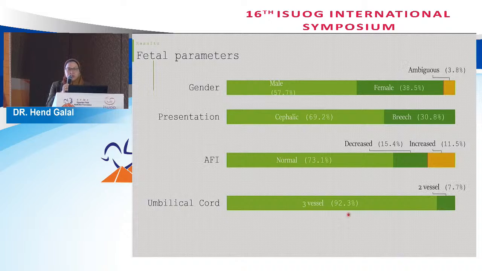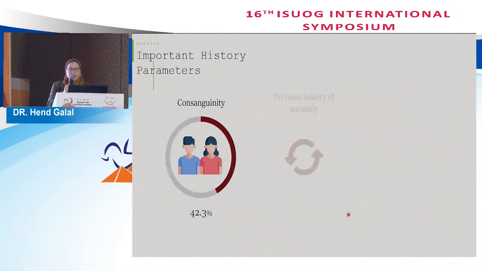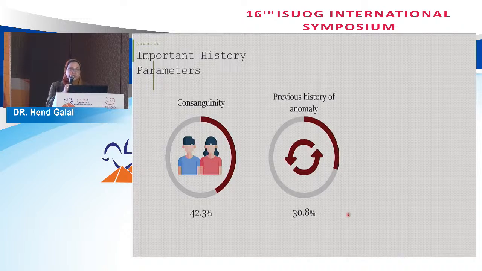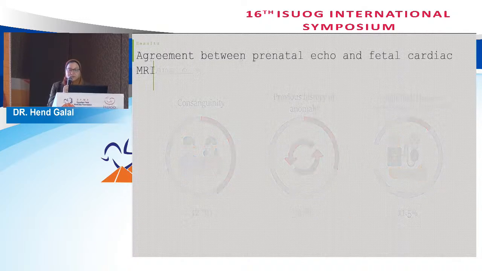As regards fetal parameters, male gender was predominant over female, presentation was mostly cephalic, amniotic fluid index was normal in 70%, the umbilical cord was 3-vessel, and unfortunately 35% of the fetuses experienced intrauterine fetal death. As regards the important history parameters, there was 42% consanguinity, 30% previous history of anomaly, and high-risk disease like gestational diabetes or hypertension in 11.5%.